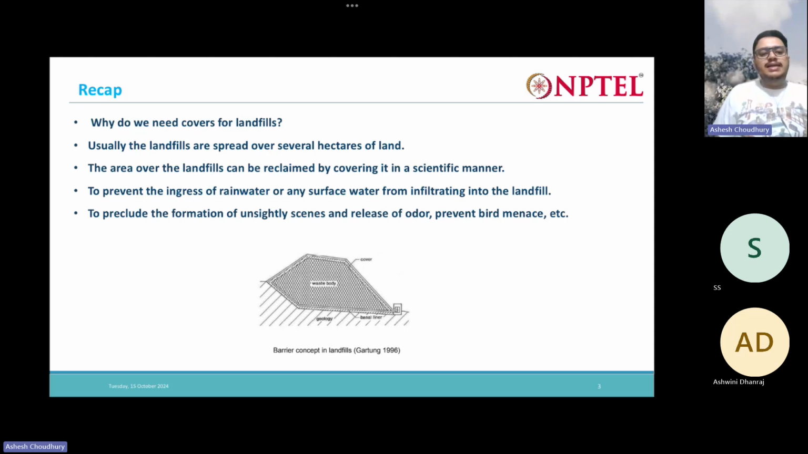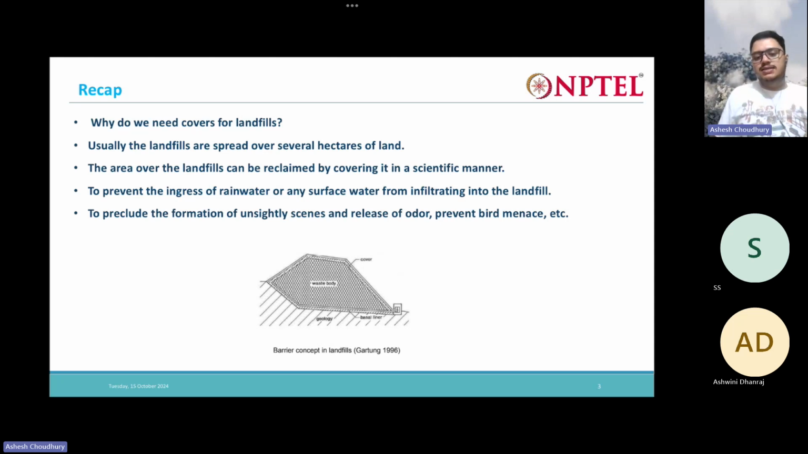Also, the cover prevents the ingress of rainwater or any surface water from infiltrating into the landfill, and precludes the formation of an unsightly scene. So one is, to reclaim the land, a completely filled landfill, we need to cover it. Second is to prevent rainwater from entering.